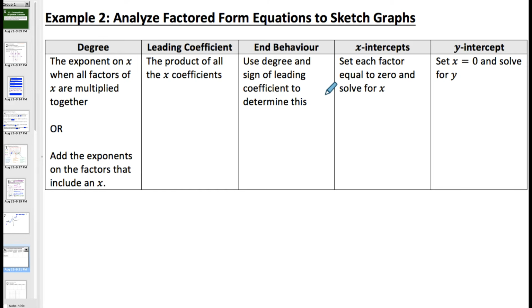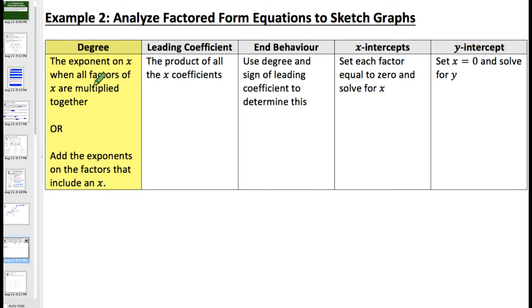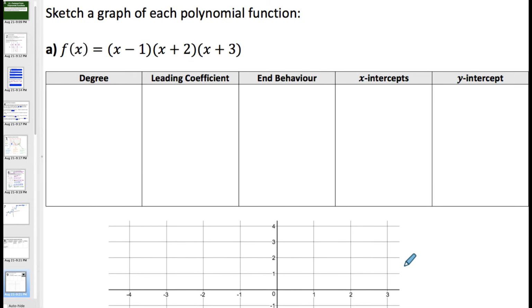And we're going to fill out a table of properties that are going to help us with the graph. So I'm always going to ask you for these questions. I'm going to give you an equation in factored form and then ask you to tell me about the degree, leading coefficient and behavior, x-intercepts, y-intercept, and sketch a graph. So how are we going to do that? I'll talk to you about it as we go through.